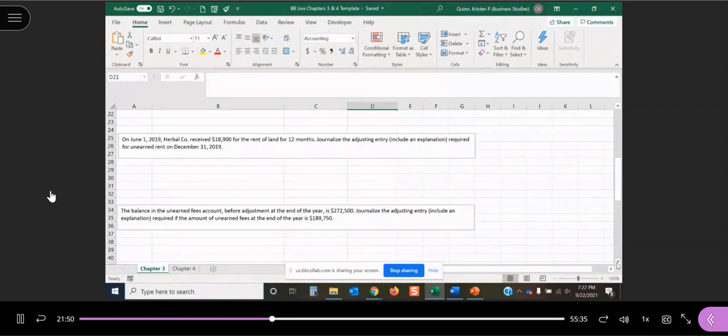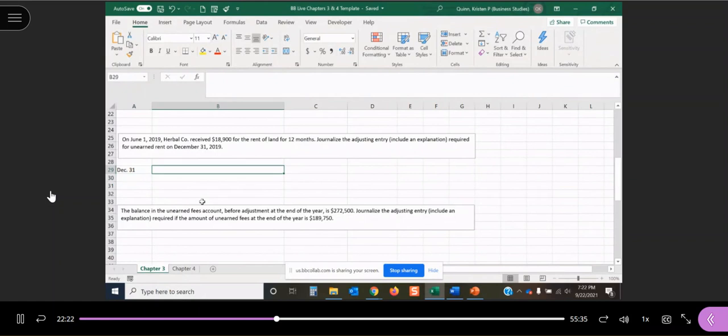So again, this is where you really want to pay attention to wording. Again, we only have 5 different types of adjusting entries. We have prepaid adjustments, we have unearned, we have our accrued revenues, our accrued expenses, and our depreciation. Well, right here, they have the word unearned. So we know that we're doing an unearned revenue adjustment. That means our liability has to decrease, our revenue has to increase. So we're doing this as of December 31st.